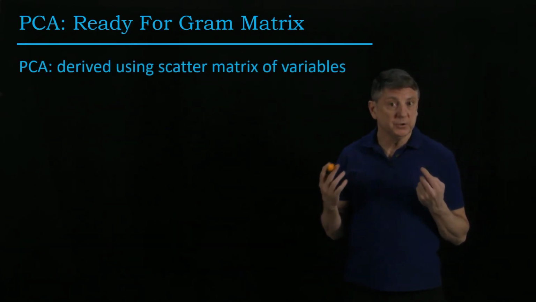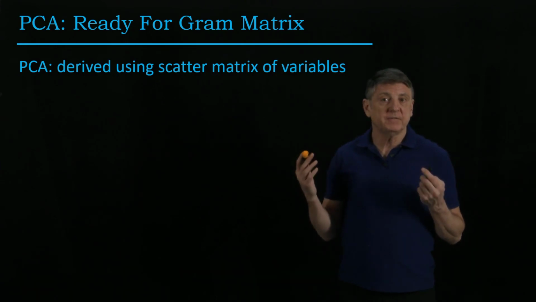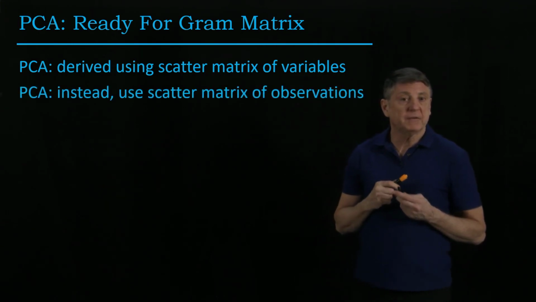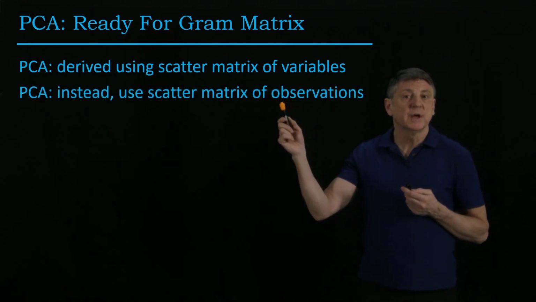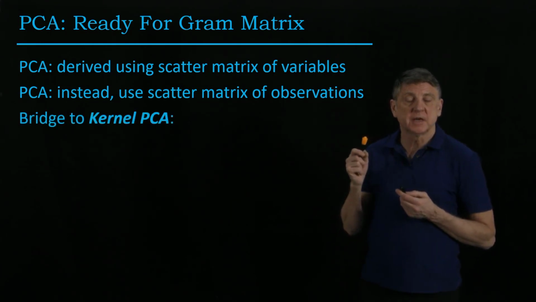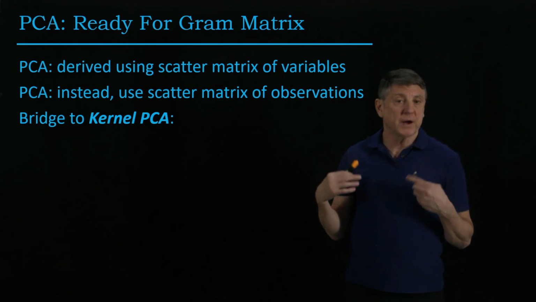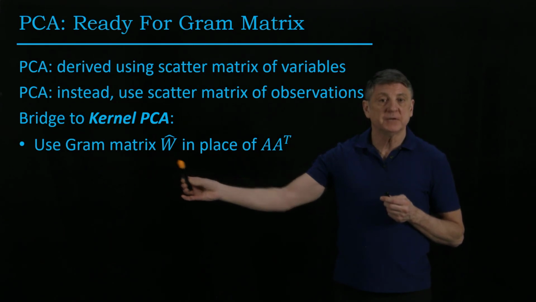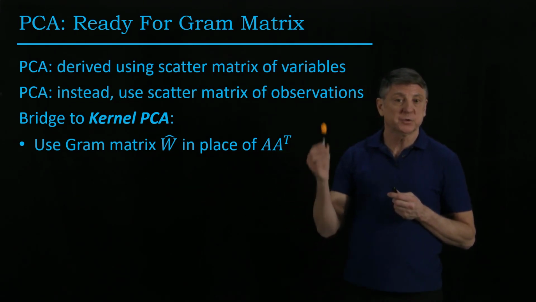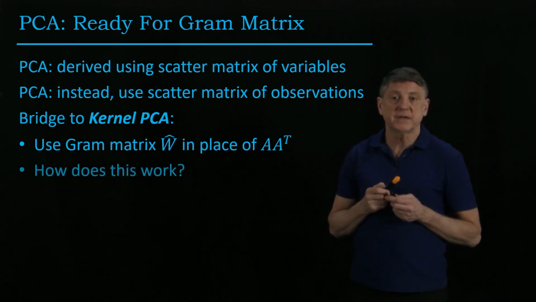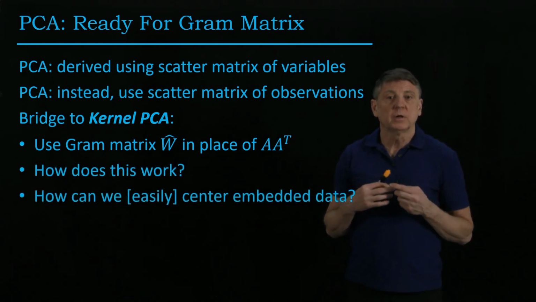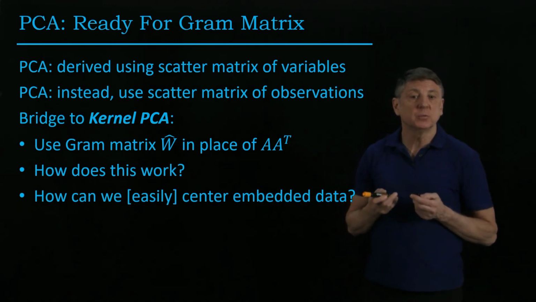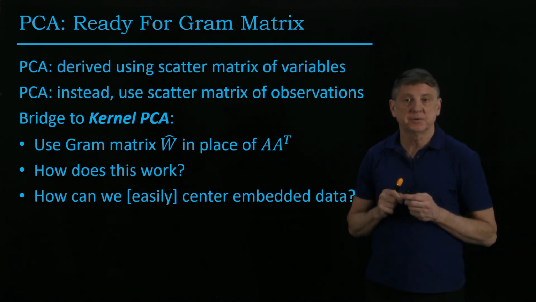So now, what can we use this for? Well, we derived PCA, or principal components analysis, using the scatter matrix of variables. What we'll have to do in our next lecture is explore a scatter matrix that uses observations. And this is now a bridge. The Gram matrix is a bridge to something called kernel PCA. The idea is we'll use the Gram matrix in place of A A transpose, which will be our scatter matrix for observations. And how does this work? Well, we'll have to explore how we can center embedded data in a concise manner.